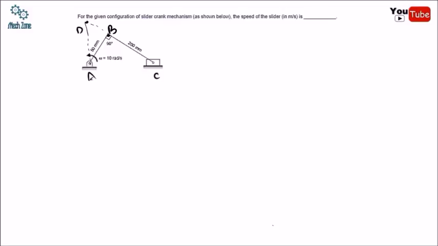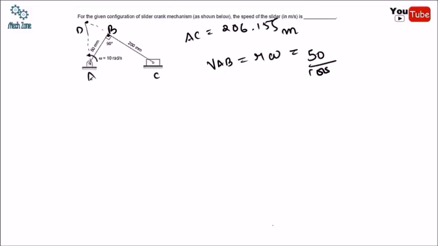We have already calculated AC. The value of AC is coming out to be 206.155. Now VAB, that means the velocity of A with respect to B, would be simply R into omega, that is 50 divided by 1000, which is r, and omega is 10. So this is coming out to be 0.5 meters per second. Okay, and alpha of the crank has been given as 0.